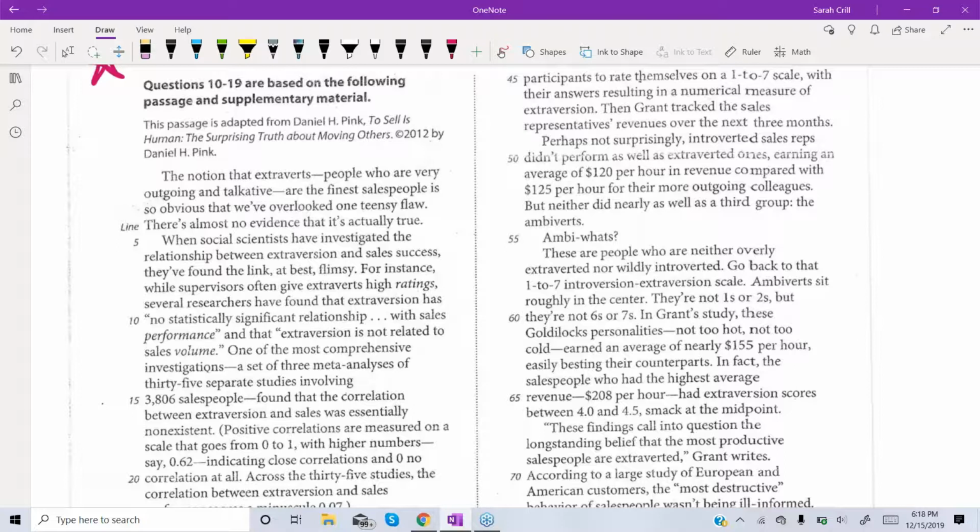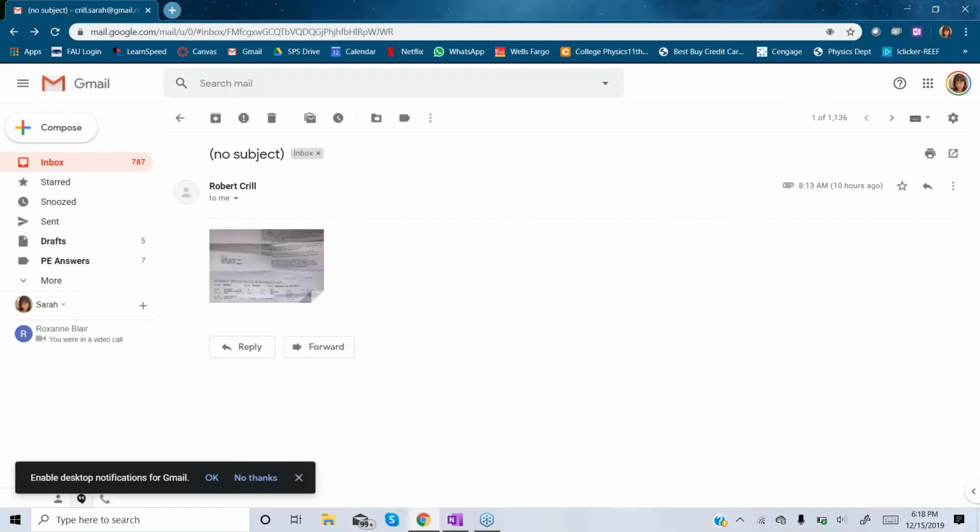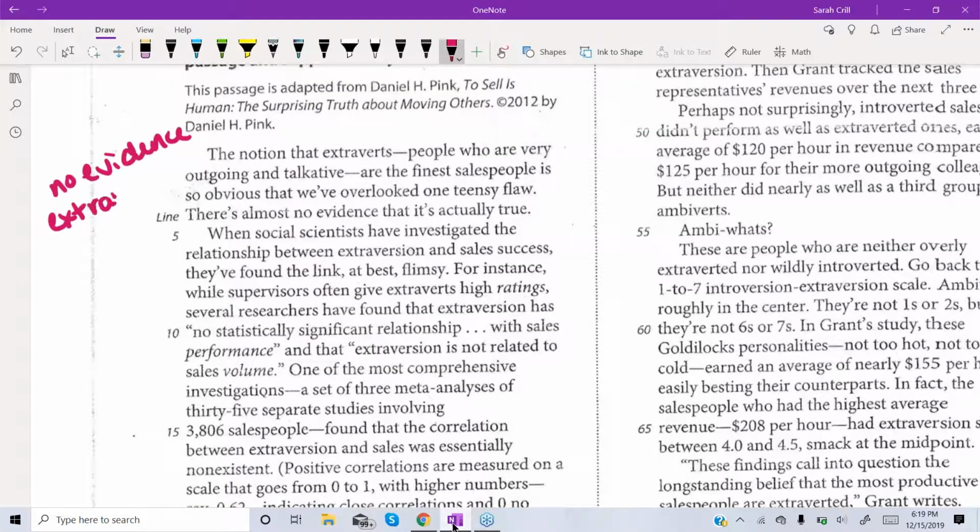So this starts out as: the notion that extroverts, people who are very outgoing and talkative, are the finest salespeople is so obvious that we've overlooked one teensy flaw. There's almost no evidence that it's actually true. So I would say no evidence, extroverts, good salespeople. It doesn't have to make too much sense. It doesn't have to be a full sentence, just little notes that you know what this was talking about.